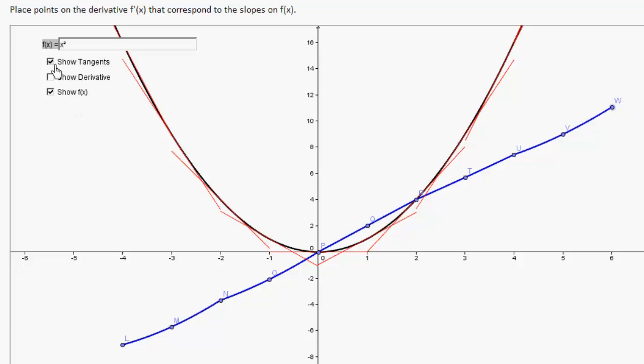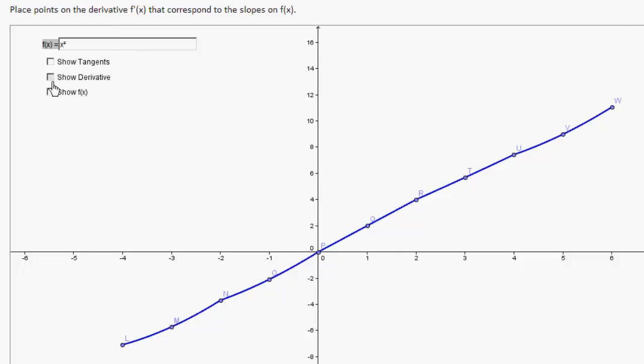So if we hide the tangents, and then we hide the function, if I show the derivative, it should look pretty much like that. Yeah, okay, so we're pretty good.